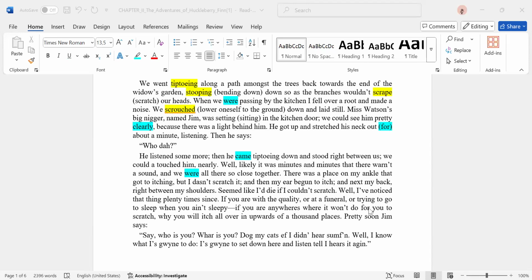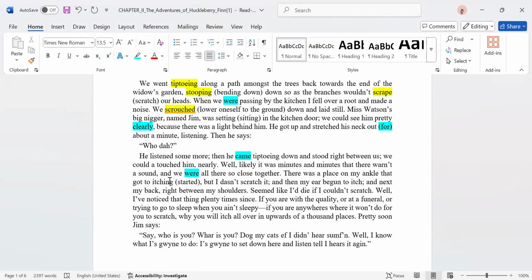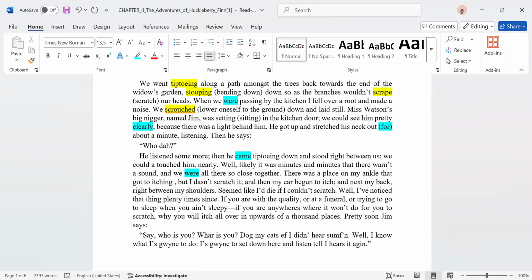Okay, so we're moving on. So there was a place on my ankle that got to itching, but I doesn't scratch it. And then my ear began to itch, and next my back, right between my shoulders. Okay, so since we know that this text uses a lot of informal phrases, I'm going to explain this. So got to itching means that it started itching. So I'm just going to use a bracket here, like started itching, in other words, just like the synonym of it. So got to itching, started itching. Okay, I must have put the bracket in the wrong place. I'm going to adjust this. So it will go here.